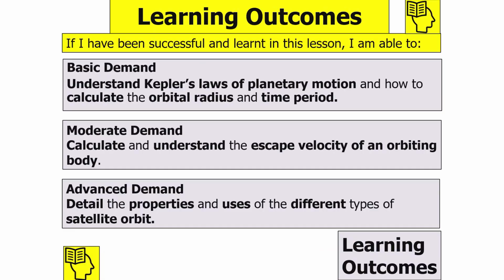So if we've been successful and we've learnt in today's lesson, we should be able to understand Kepler's laws of planetary motion and how to calculate the orbital radius and time period, calculate and understand the escape velocity of an orbiting body, and then detail the properties and uses of the different types of satellite orbit.